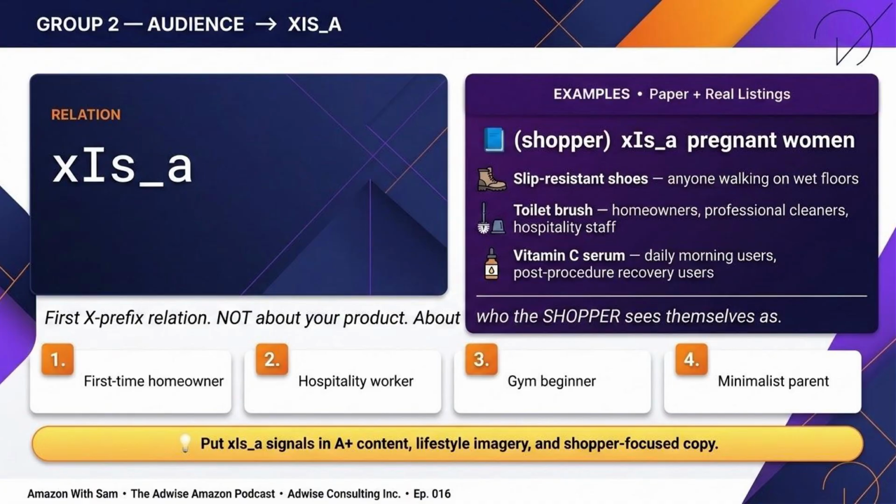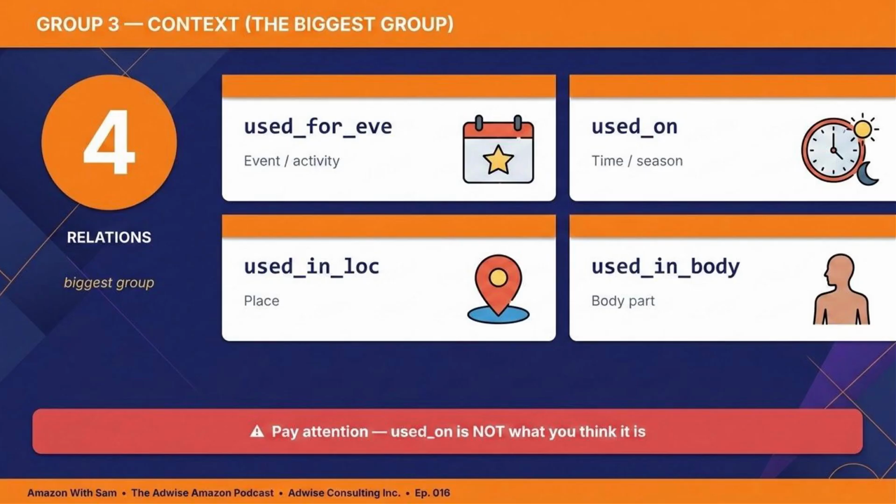Put X is a signals in your A+ content, in your lifestyle imagery, in any copy that addresses the shopper directly. For relations: when, on what, where, and on the body. The most underused group. Group 3 is the biggest. For relations, it's all about context: when, on what, where, and on what part of the body. This group is also the most underused in real listings. Most sellers cover one of the four. They should be covering all four with multiple values per relation.